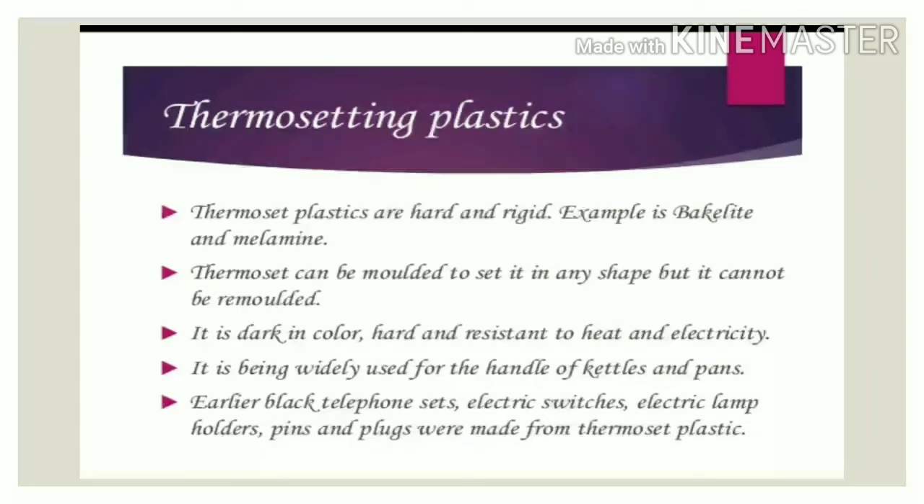Thermoset plastics are hard and rigid. Example, bakelite and melamine. Thermoset can be molded to set it in any shape, but it cannot be remolded. It is dark in color, hard and resistant to heat and electricity. It is being widely used for the handle of kettles and pans. Earlier, black telephone sets, electric switches, electric lamp holders, pins and plugs were made from thermoset plastic because they can resist the heat.